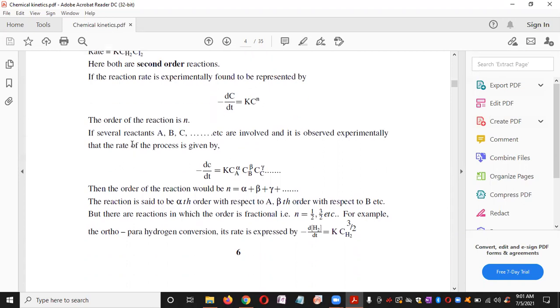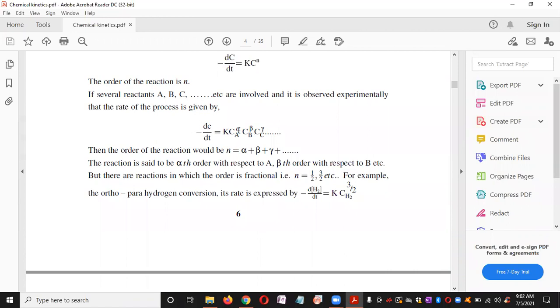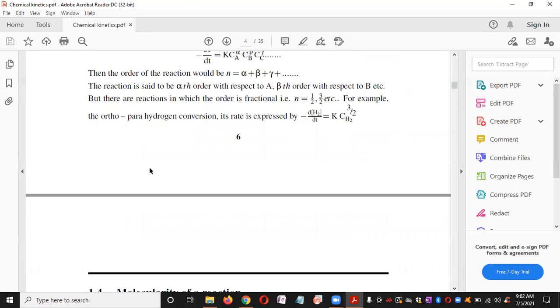When we have more than one reactant, A, B, C, and so on, the rate of reaction is expressed with respect to the concentration of the reactants, and it equals k times the concentrations raised to powers alpha, beta, gamma, and so on, where the powers are the numbers present on the reactants. Therefore the order of the reaction is the sum of the powers of the reactants, alpha plus beta plus gamma, and so on.